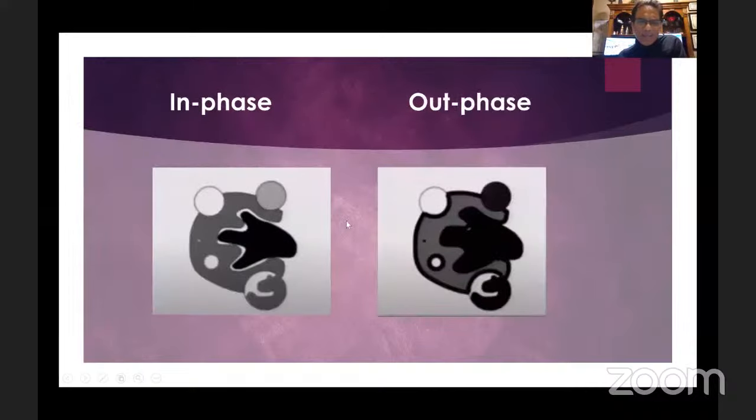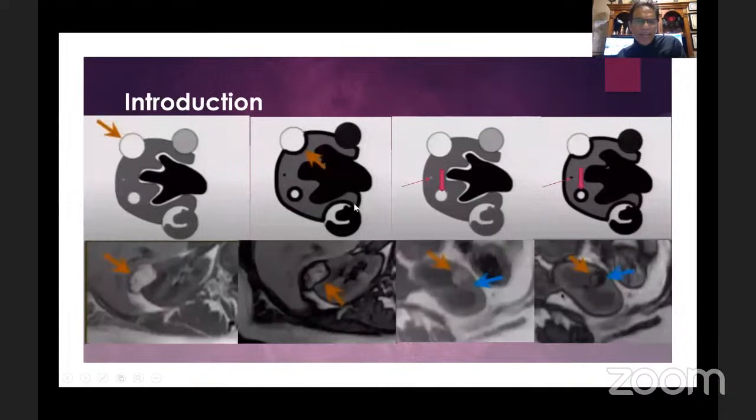How about in and out of phase imaging? This is especially diagnostic for angiomyolipomas and some of the clear cell renal cell carcinomas. Let's see how we can diagnose those. Angiomyolipomas come in different flavors. They can be very fatty, like this, where you are going to get this India ink artifact at the fat water interface, and this is diagnostic of angiomyolipoma.